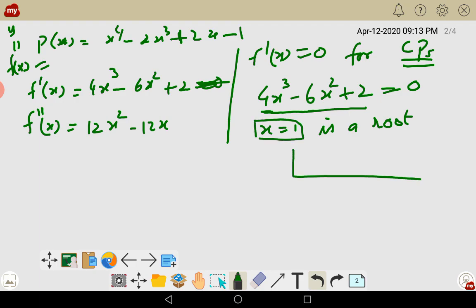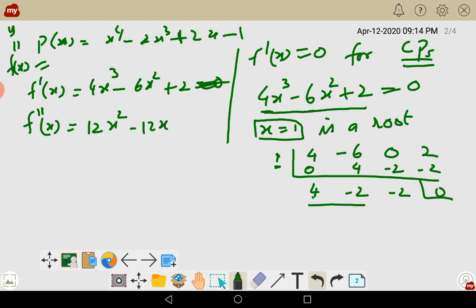So we remove this root by using synthetic division. The coefficients are 4, negative 6, 0 for the x term, and the constant is 0. We have written the coefficients, and now 1 is the root. We bring down 4. 1 into 4 will be positive 4. Add them with negative 6, you get minus 2. Multiply with 1, you will get minus 2. Add them, you get minus 2. Multiply with 1, you will get minus 2. Add, and this is 0. This will give you the reduced equation, a second degree equation: 4x square minus 2x minus 2 is 0.